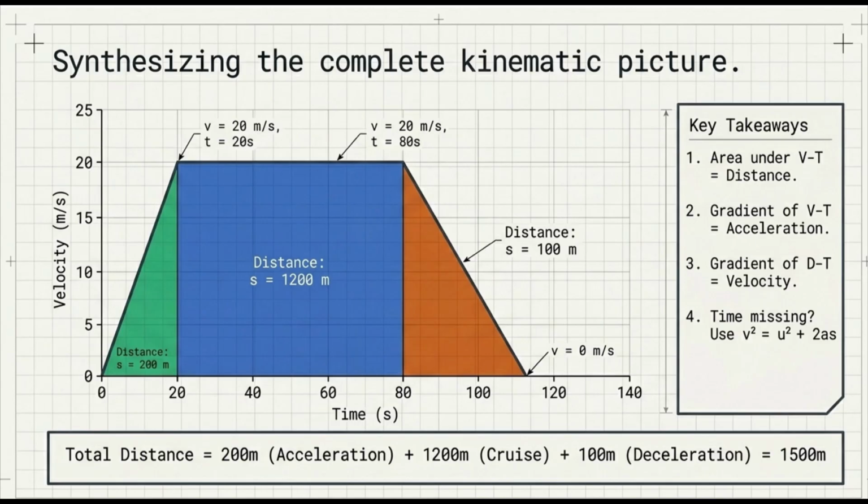Now we have analyzed the entire journey. Acceleration distance is 200 meters, constant speed distance is 1200 meters, and deceleration distance is 100 meters. The total distance will be the sum: 200 plus 1200 plus 100, which gives a total of 1500 meters. This example highlights the power of the velocity time graph. The slope reveals acceleration and the area reveals distance traveled. By combining the graphical interpretation with equations of motion, we gain a complete understanding of how objects move.